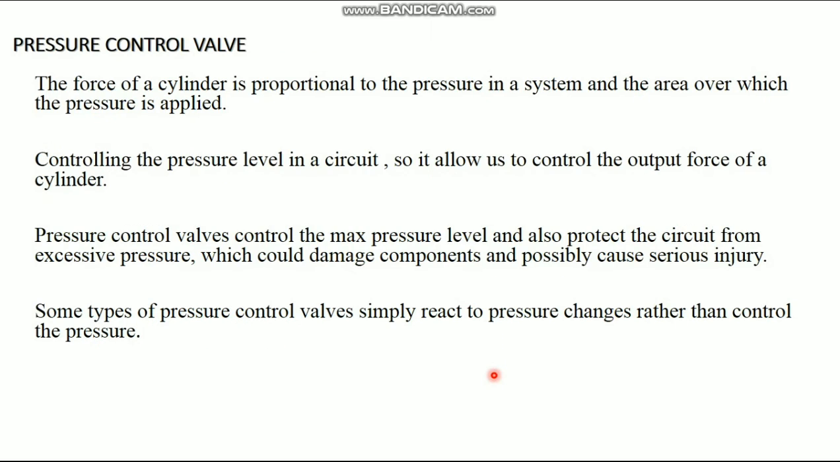The next type of valve is the pressure control valve. The force of a cylinder is proportional to the pressure in the system and the area over which the pressure is applied. The pressure control valve controls the pressure level in a circuit, so it allows us to control the output force of the cylinder. The pressure control valves control the maximum pressure level and also protect the circuit from excessive pressure in the system. Sometimes the pressure control valves simply react to pressure changes rather than control the pressure.